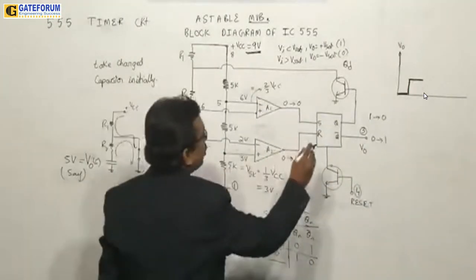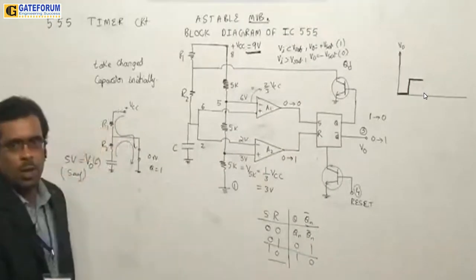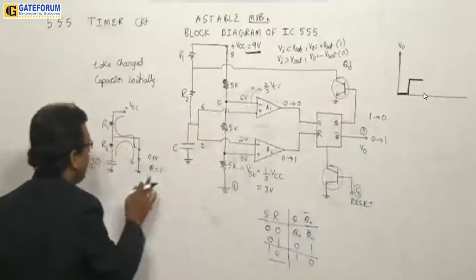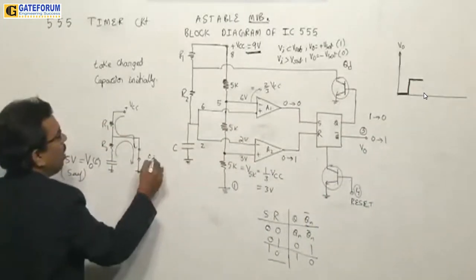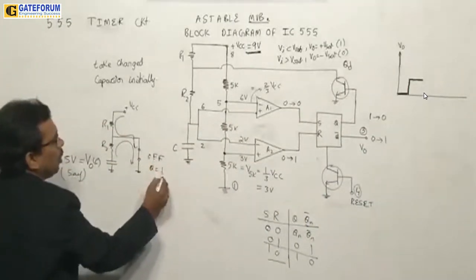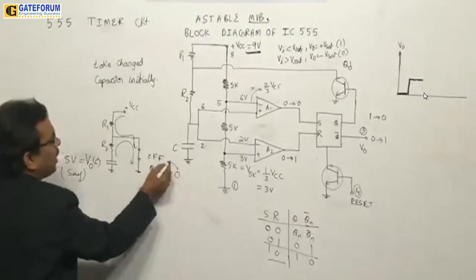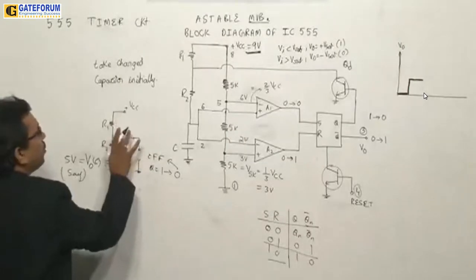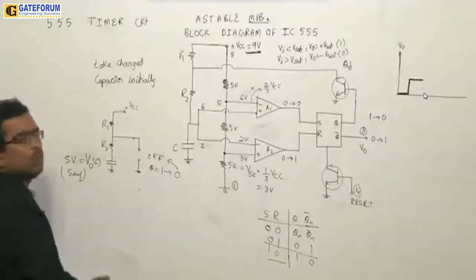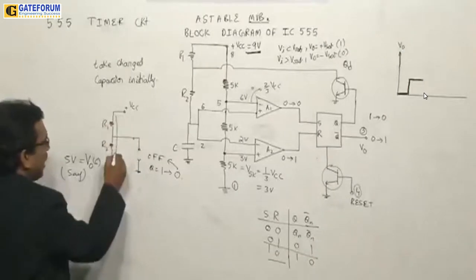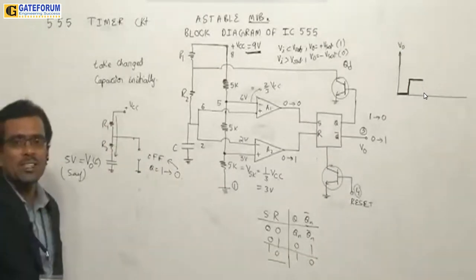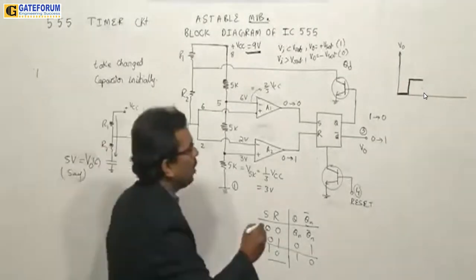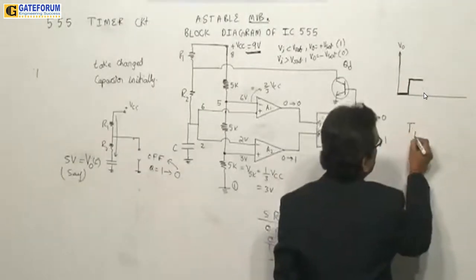Now the capacitor discharges and wants to come down to 0. But what happens suddenly? When Q has become 0, the transistor has become open circuit. When Q is equal to 0, Q1 has changed to 0, and the transistor is off. This is open, so the capacitor will not discharge, and the source current also will not come this side. Now the capacitor starts charging. Observe carefully.